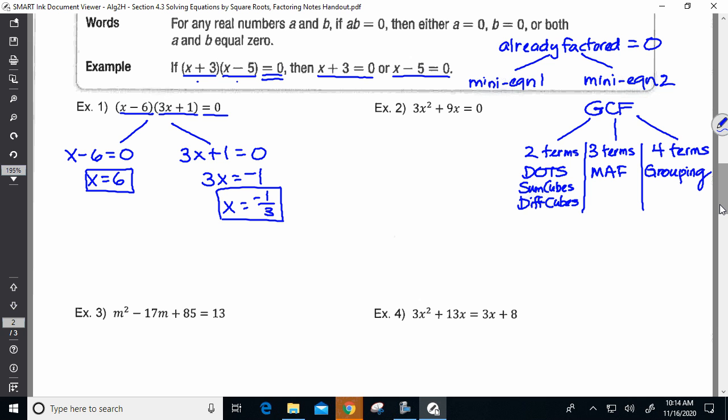So, in the case of example 2, 3x squared plus 9x equals 0. It's equal to 0, so we're good to go. We have a factor, 3x squared plus 9x, which we can do because we can take out 3x.